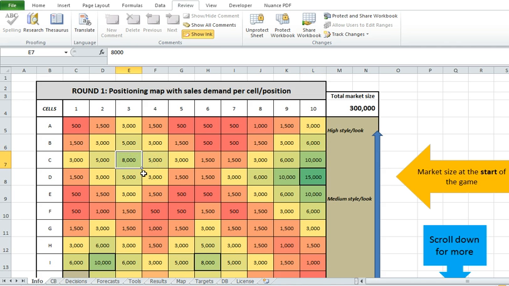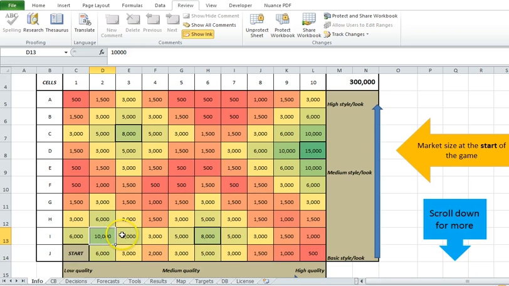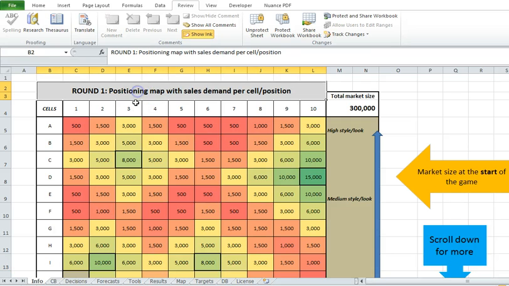Here is one that is very fashion oriented. Here is, we'll call them the basic shopper type market. They don't want much of anything. And this one here is fairly good quality. They don't really care how it looks. Now that's in round 1.